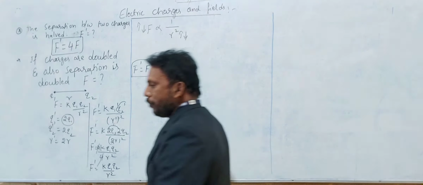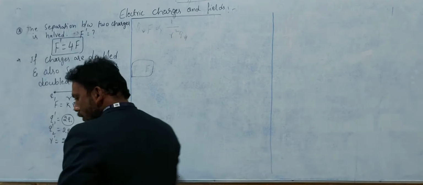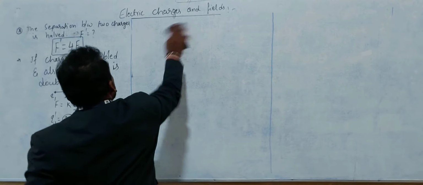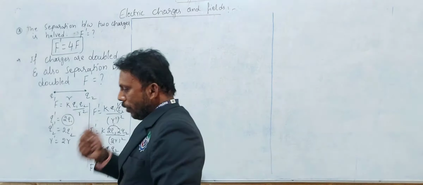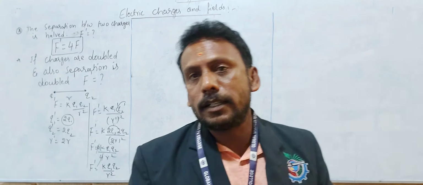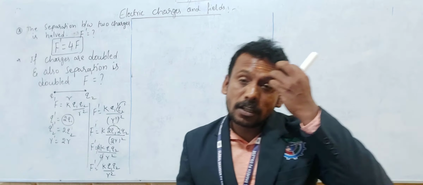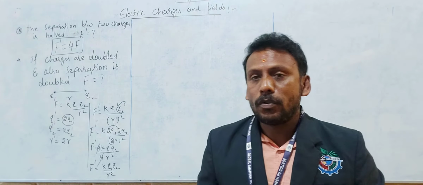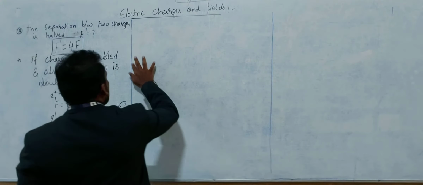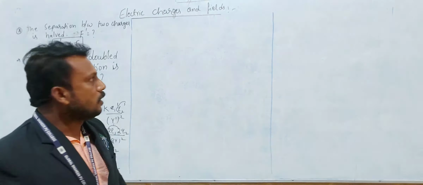Clear? Next concept is, for example, consider 4 charges: capital Q, small q, capital Q, small q. The 4 charges are placed at the 4 vertices of a square. Therefore, what is the electrostatic force or net force on charge small q?